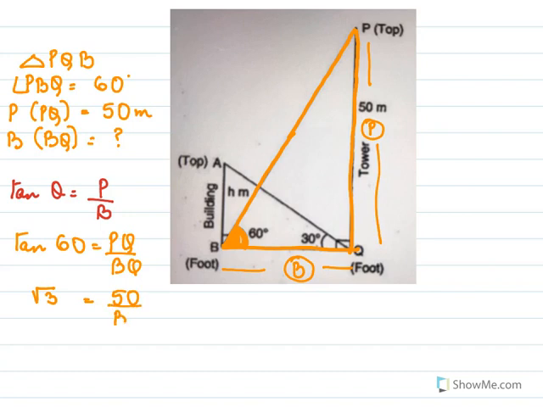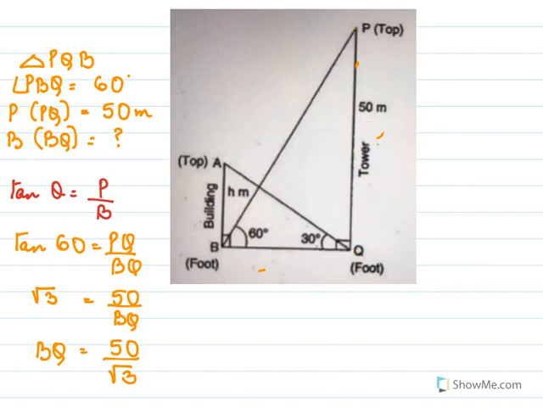Tan 60 is root 3, equals 50, PQ, over BQ. So we have BQ equal to 50 over root 3. I will keep it at this. So we know BQ is 50 over root 3.